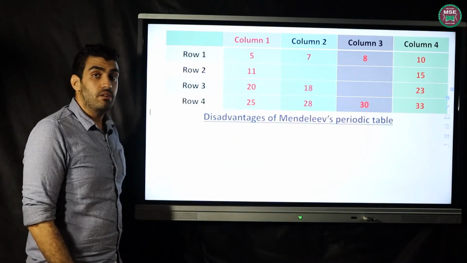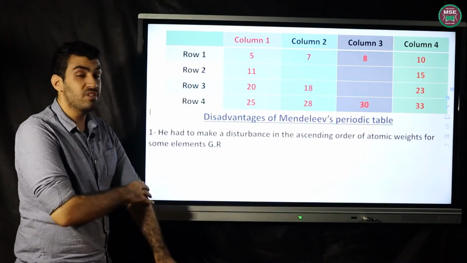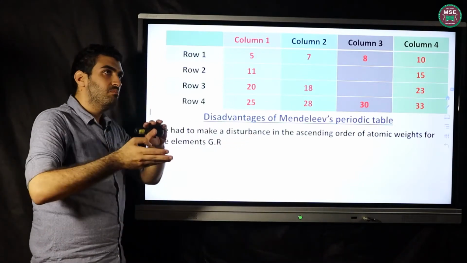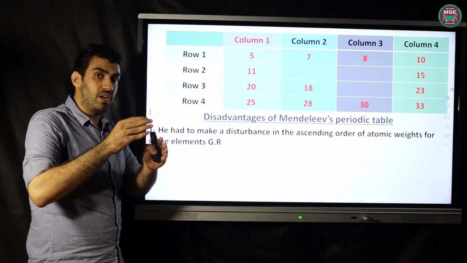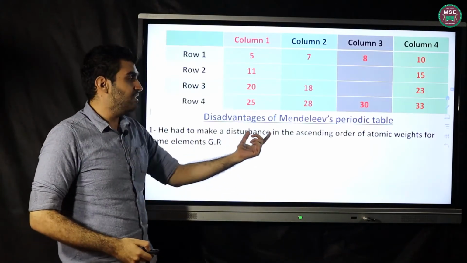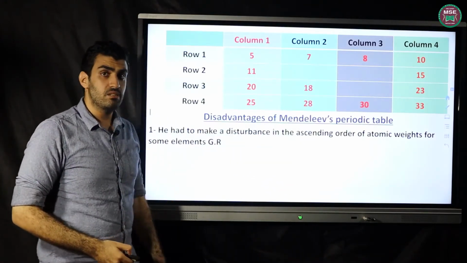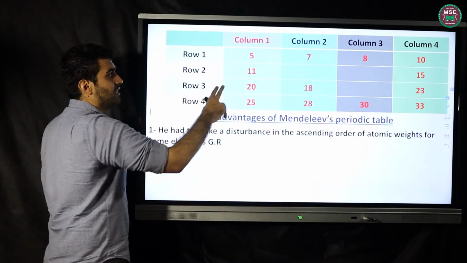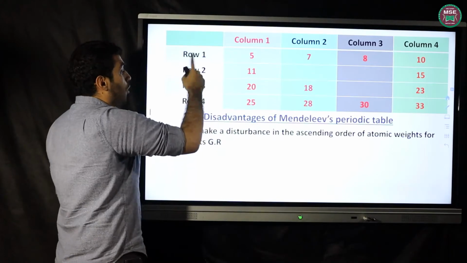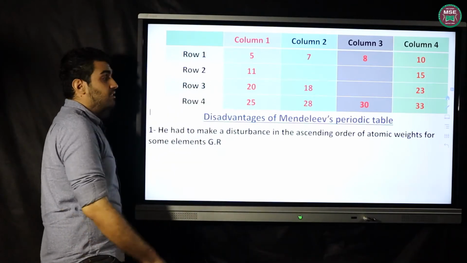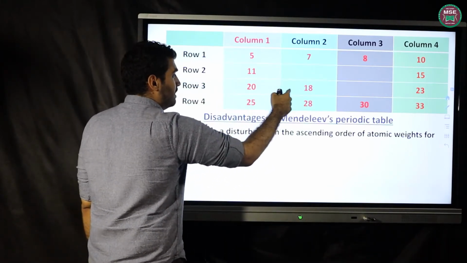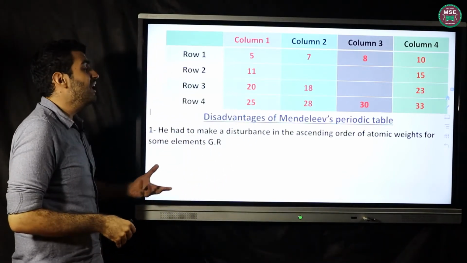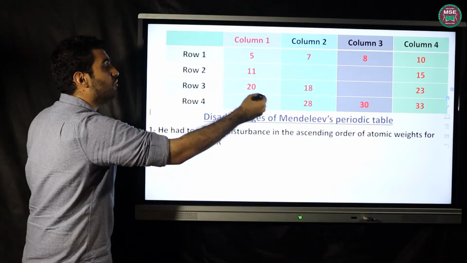Disadvantages of Mendeleev's periodic table. Number one, the first mistake: he had to make a disturbance, and disturbance means disarrangement, in the ascending order of atomic weights. For example, when we look at period number 2, or row number 2, we find 11, 15, no problem. When we look at row number 3, we find 20 and 18, there is no ascending order. So he made a disturbance in the ascending order of the elements.